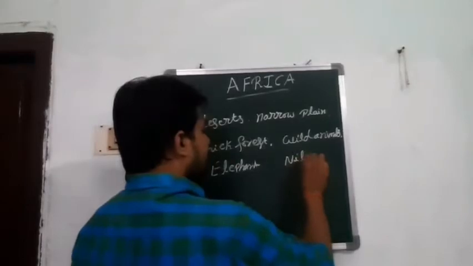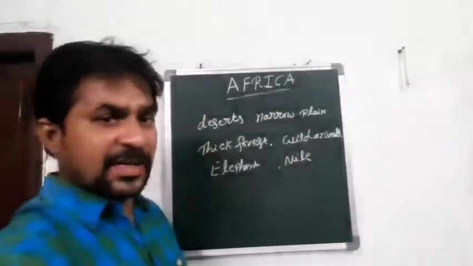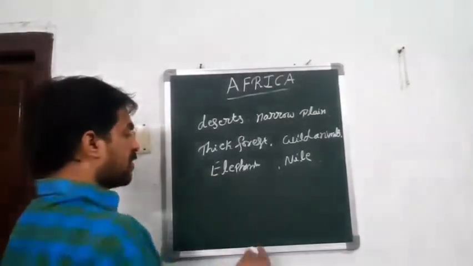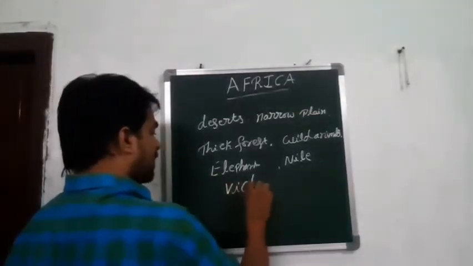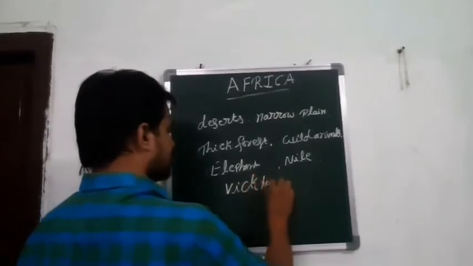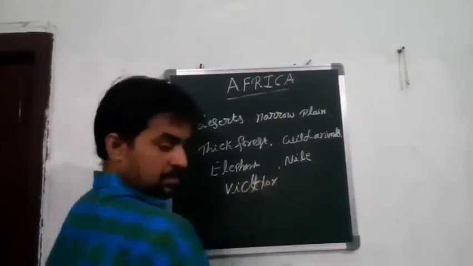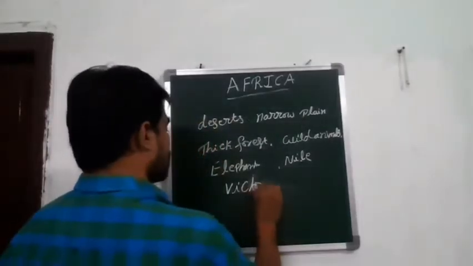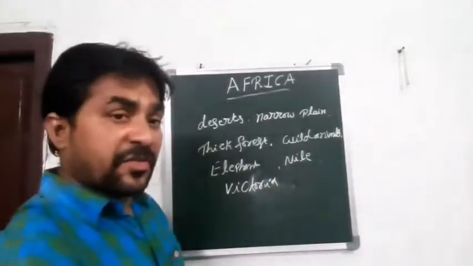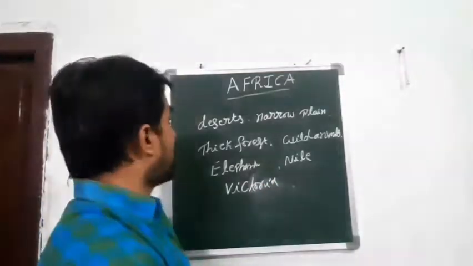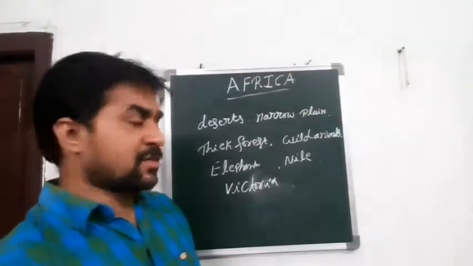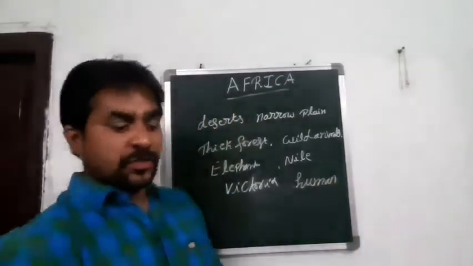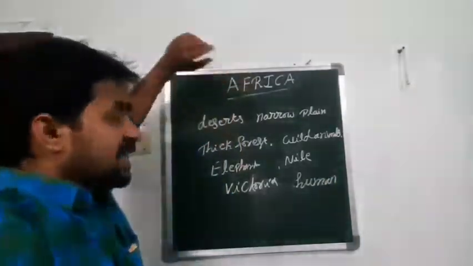So you see the deserts, and the longest river in the world, that is the Nile. The Nile River is also found in the region of Africa, and the largest freshwater lake, Lake Victoria, is also found in the region of Africa. And also the first human beings started from the region of Africa. So first of all, we should know what is in Africa.